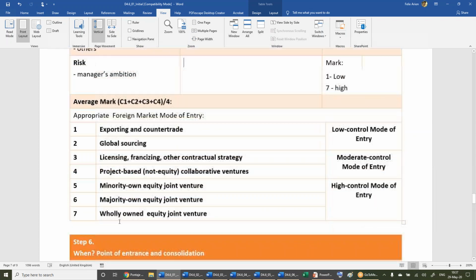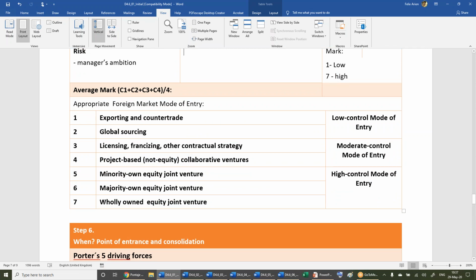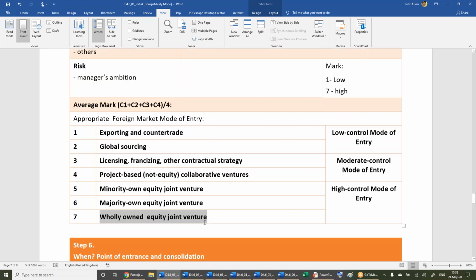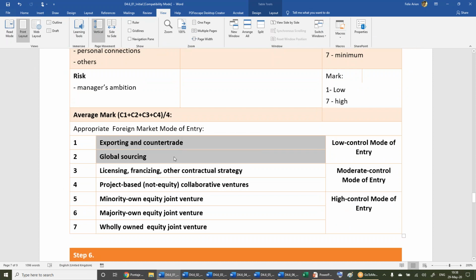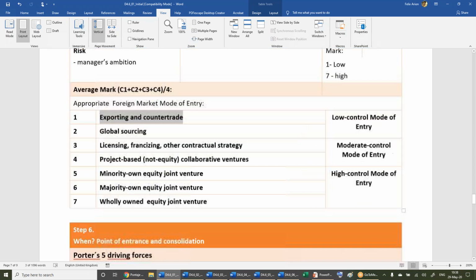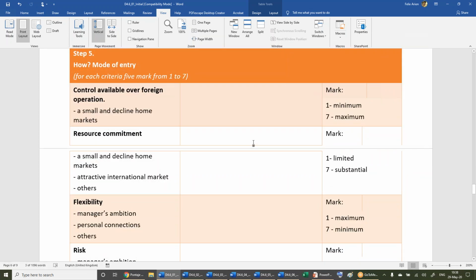And of course, if it will be 6.7, that means the best idea will be to go with this kind of entry on the international market. Generally, of course, if you don't know the market, we just go to very easy steps like exporting and something like that. So this is just to give you an idea.